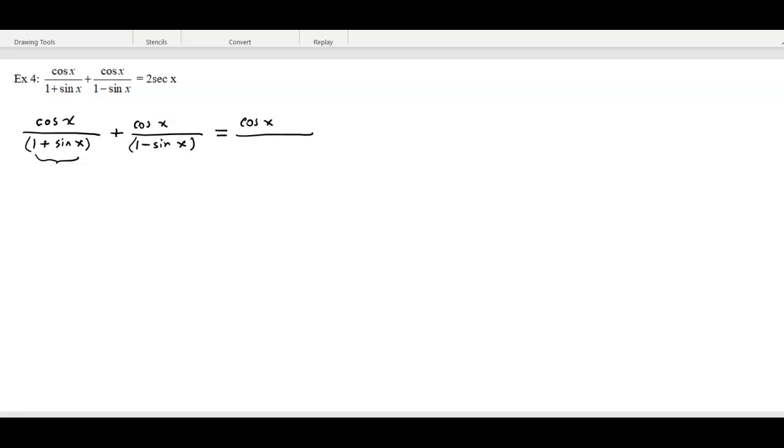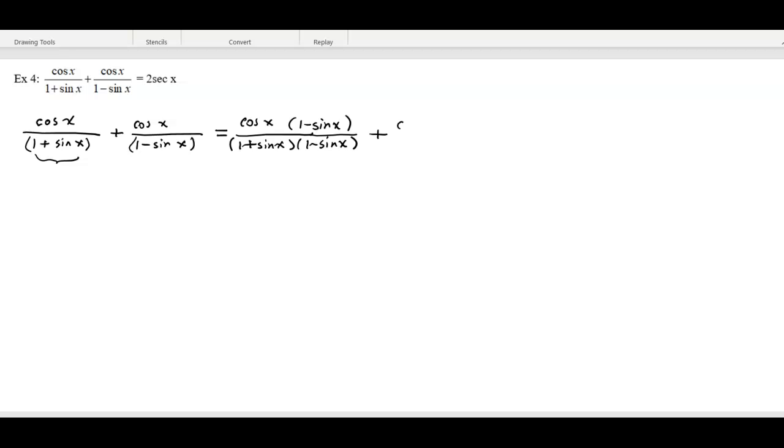So I'm taking cosine of x over 1 plus sine of x. Okay? And I'm introducing the denominator for the second fraction. So I'm going to multiply top and bottom by 1 minus sine of x. So once again, what am I doing here? I'm building an LCD, but I'm in essence multiplying top and bottom by 1. Okay, so that's my first fraction.